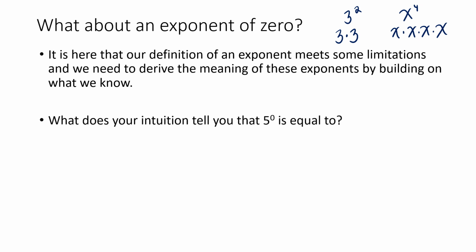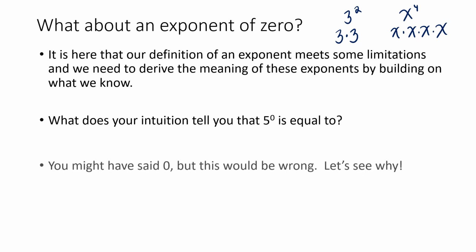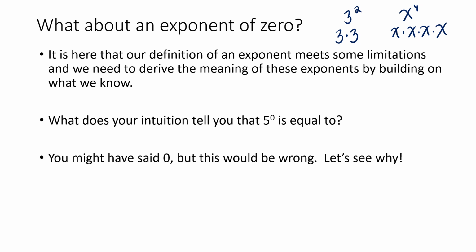What does your intuition tell you that 5 to the 0 is equal to? I'll pause for a few seconds and let you think. All right, now you might have said 0, but this would be wrong. And most of the time when I toss that out to my own students, that is what I get. 5 to the 0 is equal to 0. And it's not a crazy conclusion.